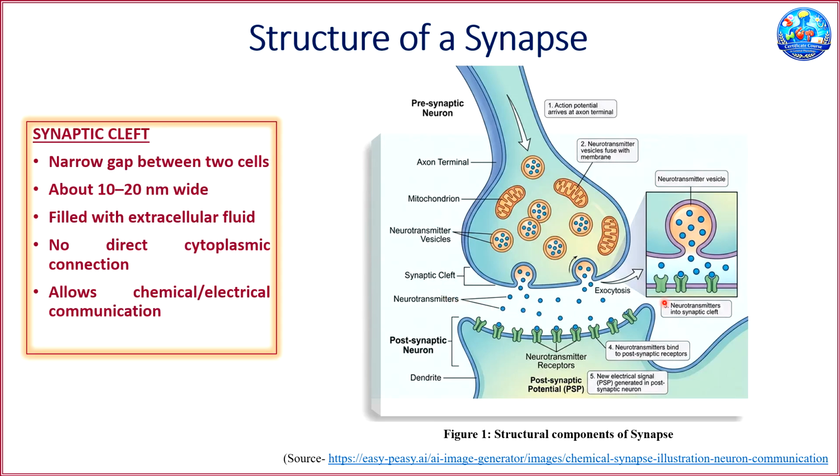The synaptic cleft is the narrow gap which is present between these two cells, that is the presynaptic neuron and the postsynaptic cell. This is filled with extracellular fluid, and the gap is maximum 10 to 20 nanometers wide. There is no direct cytoplasmic connection here, and it allows communication by way of chemical signals or electrical means.